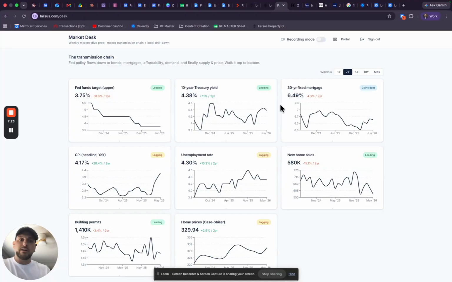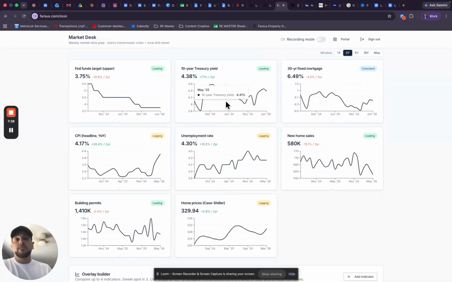And if you didn't know this, let me be the first to tell you that the 30-year fixed mortgage rate and the Fed funds target or federal interest rates are not the same. They are not the same thing, and they don't track the same way. The far more informative indicator for what influences the 30-year fixed mortgage is actually the 10-year Treasury yield.